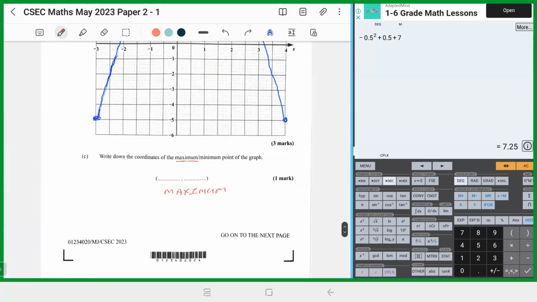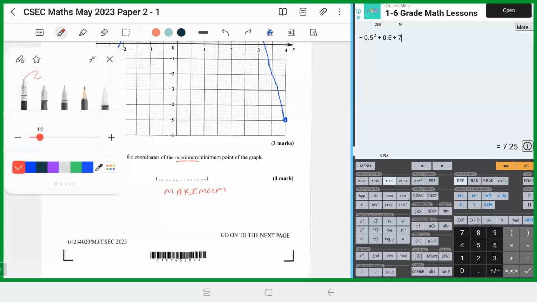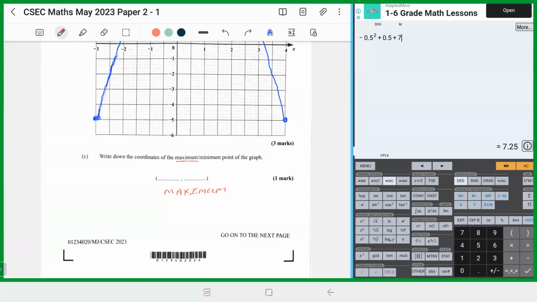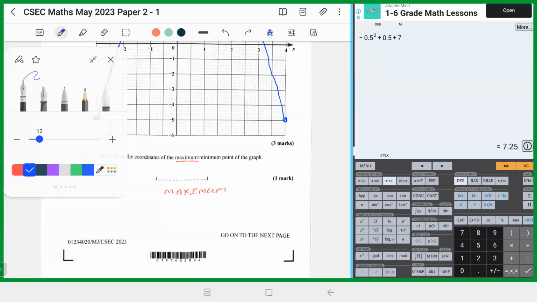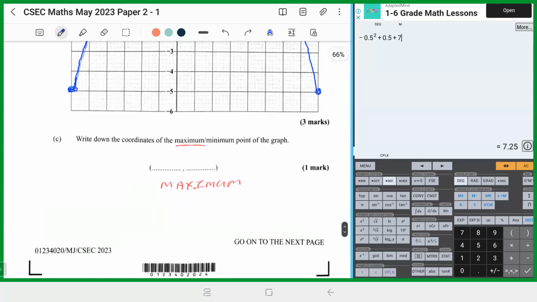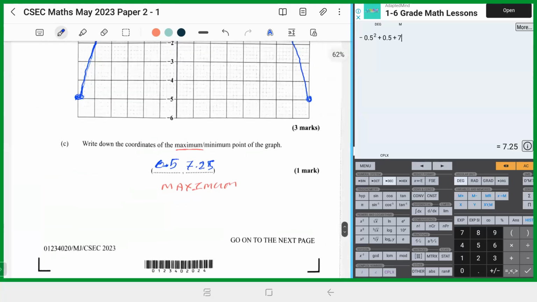So you don't have to write the wrong thing when you actually can know the right thing. Mathematics is the most exact science. So when you can know the right thing, write the right thing. So it is 0.5, 7.25. No need to estimate when you can know the right thing. You have all the values, you have the graph, the equation, calculate the right thing. No need to estimate. That is it.